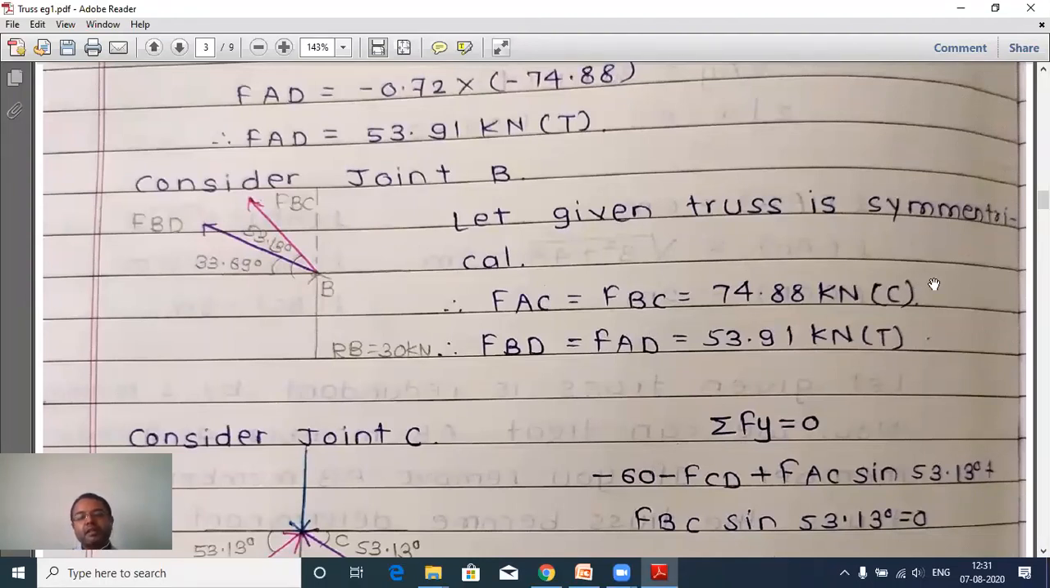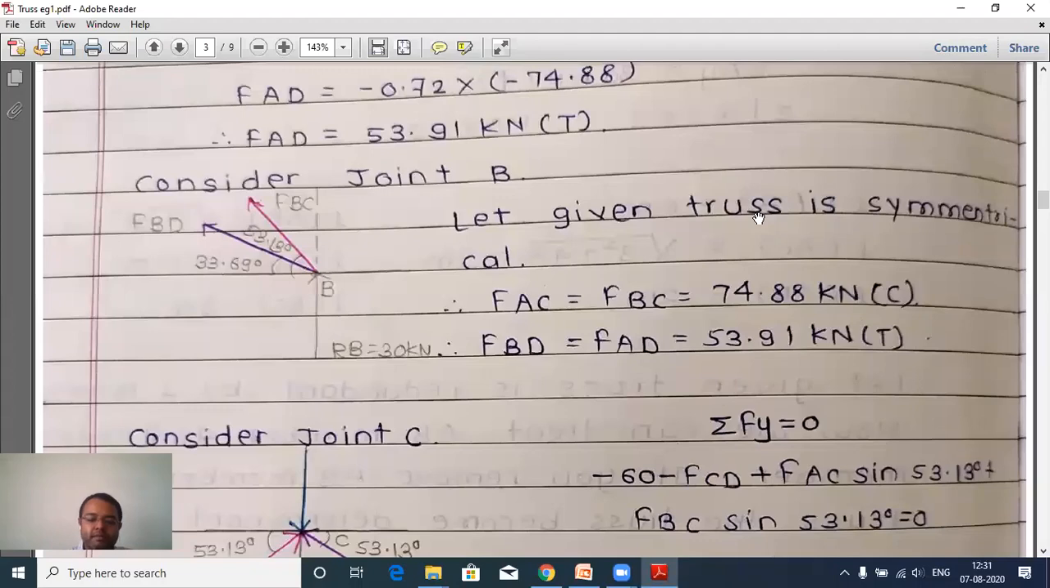Remember, compression we are taking negative, and tension we are taking here positive. Why? Because of course the truss is made up of a steel structure, and in steel structure tension is taken as positive and compression is taken as negative.